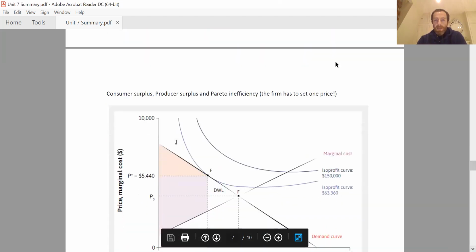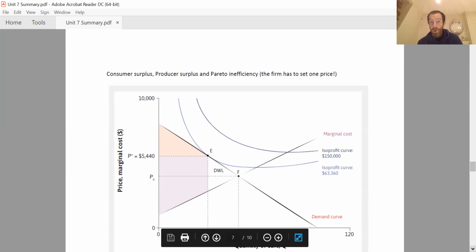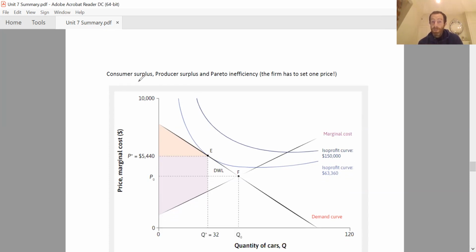So the next thing that I'm going to talk through is a few ideas. We're going to talk about what we mean by consumer surplus and producer surplus, and then we're going to see why, when a firm is selling a differentiated good and has some monopoly power, it ends up choosing a quantity of output which is Pareto inefficient. Meaning it is a level of output where it would be possible to make both the firms and the consumers better off. So let's first of all talk about consumer surplus.